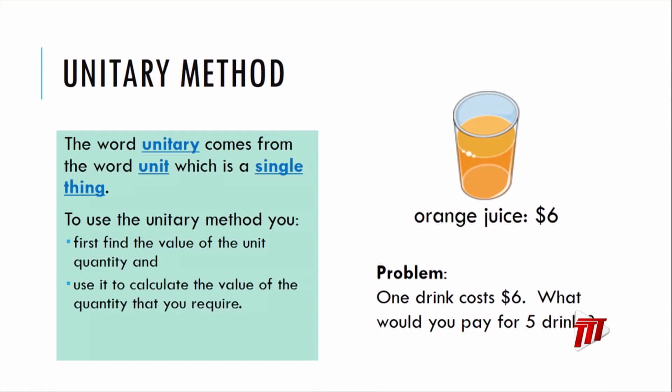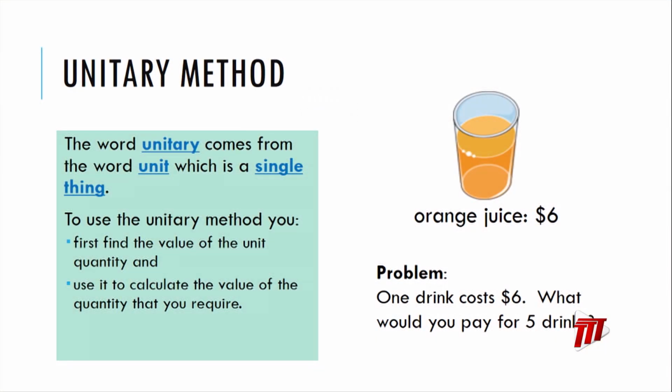It's called the unitary method. Now, the word unitary comes from the word unit, which is a single item. And in order to use this method, we have to first find the value of 1 unit, or a single thing, or a single quantity. And then we're going to use that value to calculate the number of quantities that we require.